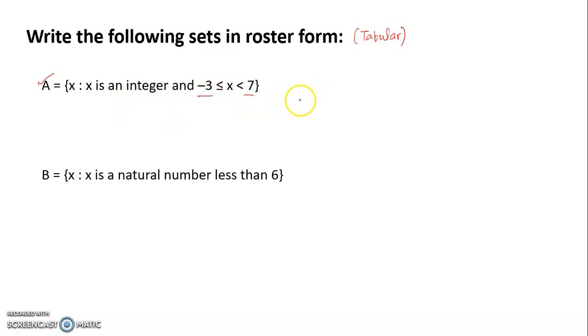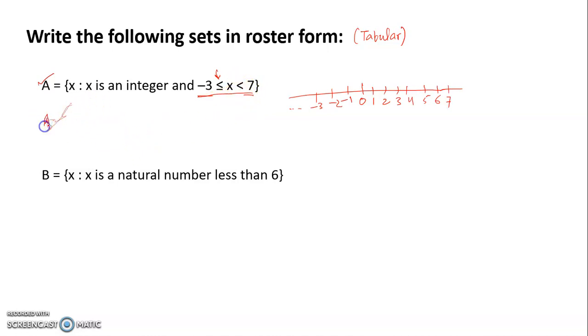7. So I would recommend the students immediately put up a number line, see where the 0 is lying, -1, -2, -3 is here, and so on. And here it is 1 2 3 4 5 6 7, and this clearly says I have to write the numbers between -3 and 7, including, this is a less than equal to sign, that means including -3. 7 is excluded because this is a less than sign, not equal to 7, only the numbers less than 7.